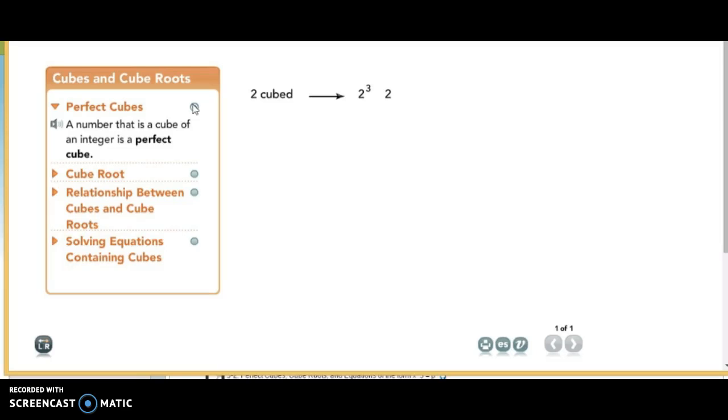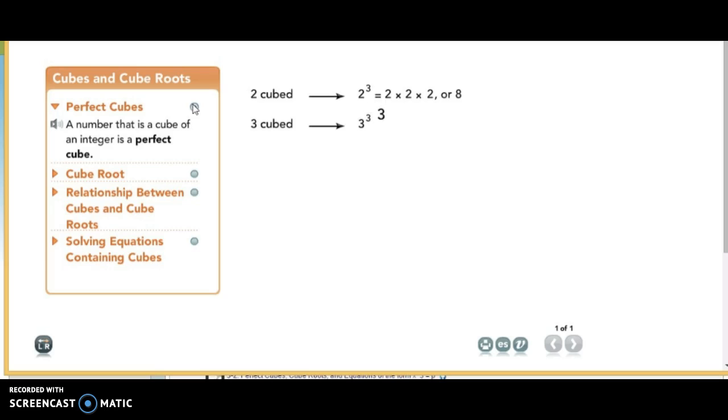This video is for 3.2, perfect cubes, cube roots, and x to the third power equals p. So let's talk about what a perfect cube is. A perfect cube is any number that is multiplied by itself 3 times.